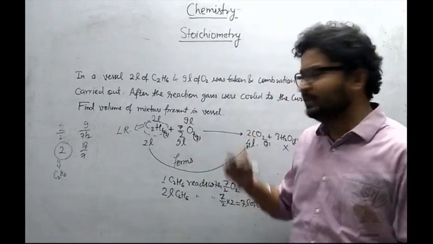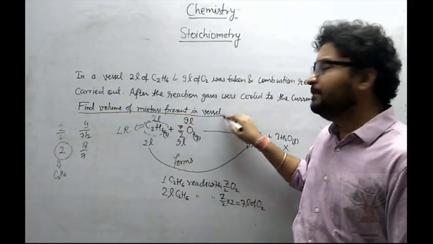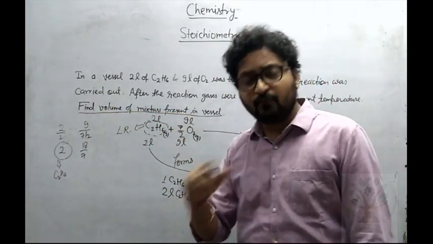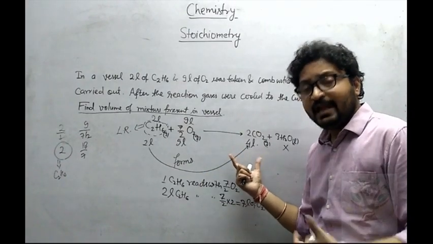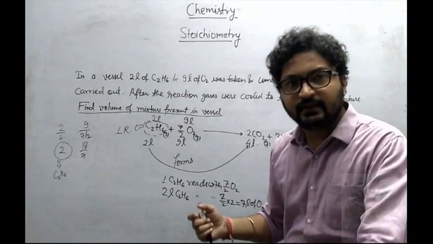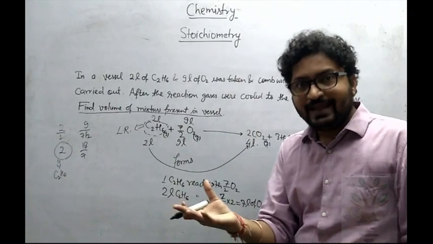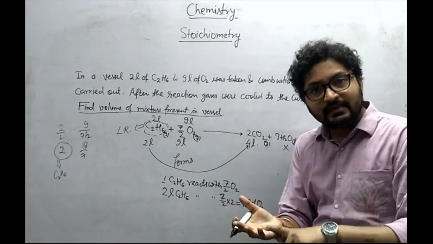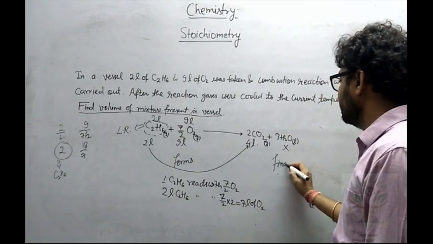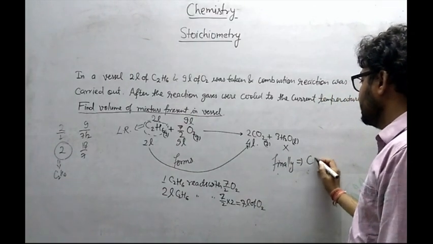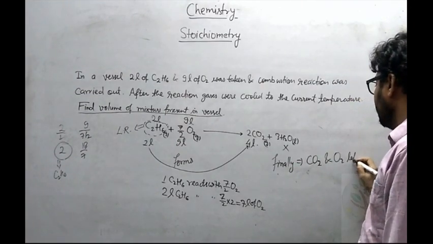Okay. Now why am I finding the volume of O2? Why is there a requirement of finding the volume of O2? Because they are asking to find the final volume of the mixture present in the vessel. In the final mixture, what will I have? I will have product as well as the reactant which is left, that means the excess reagent. So finally, we will have CO2 as a gas and O2 which is left.